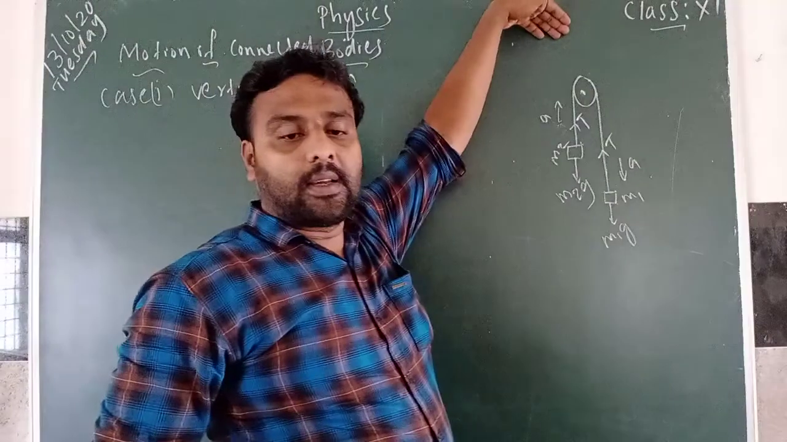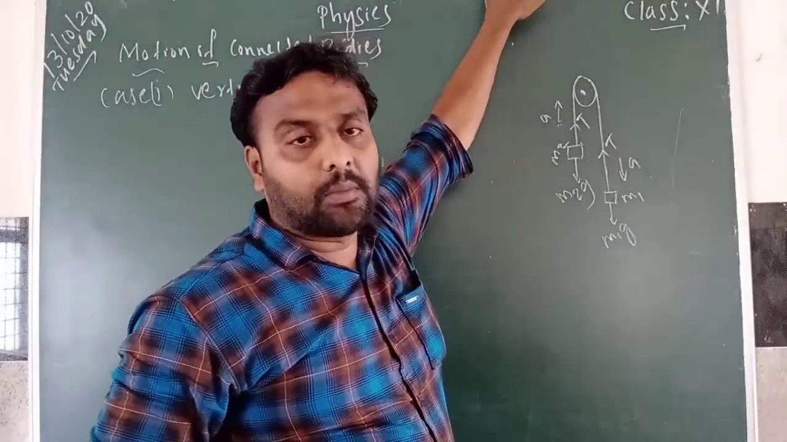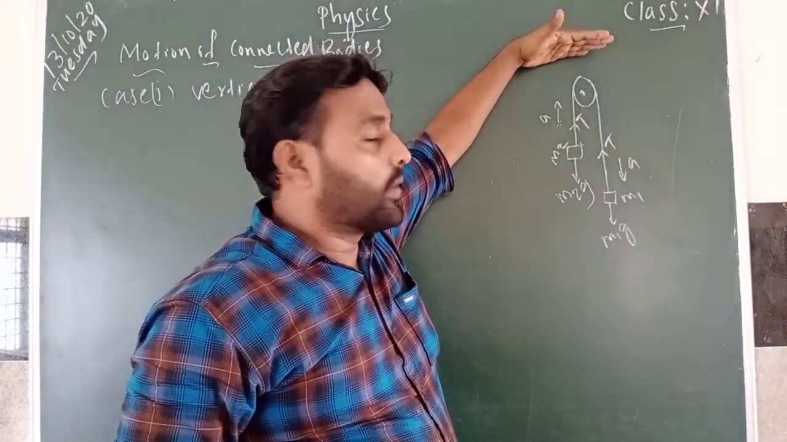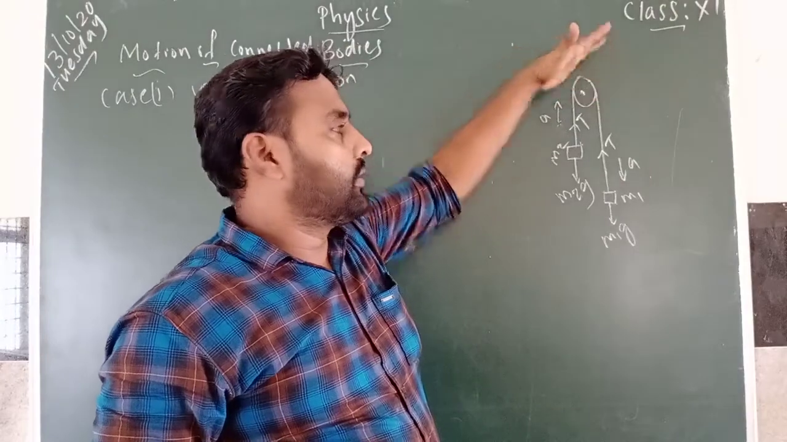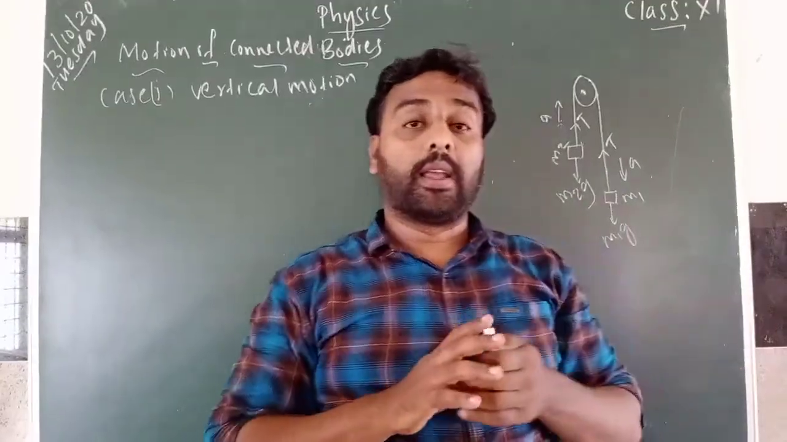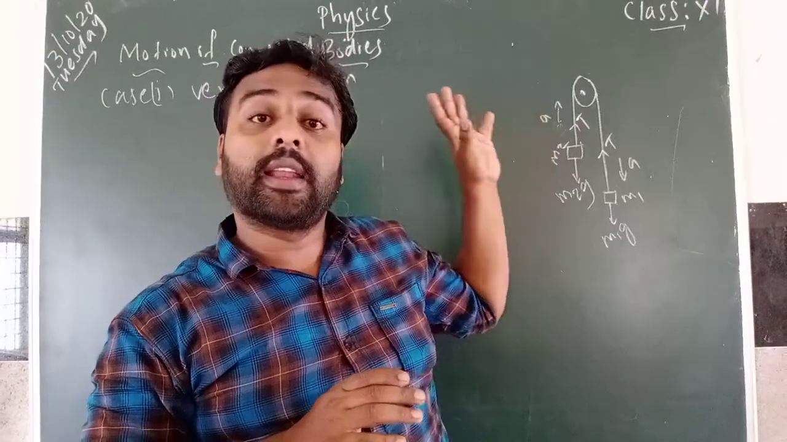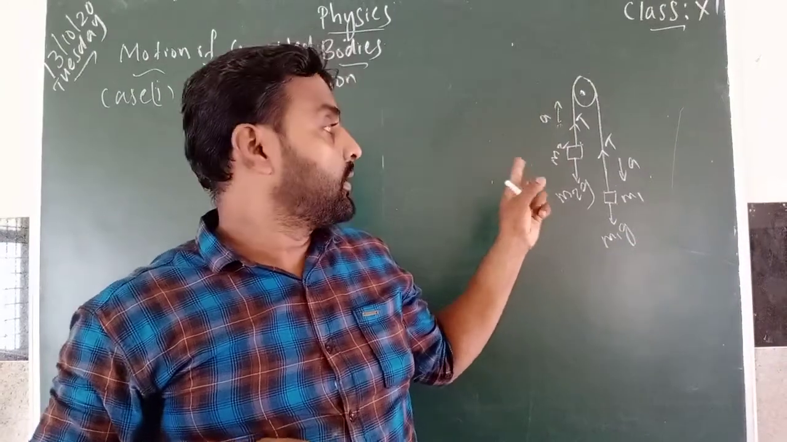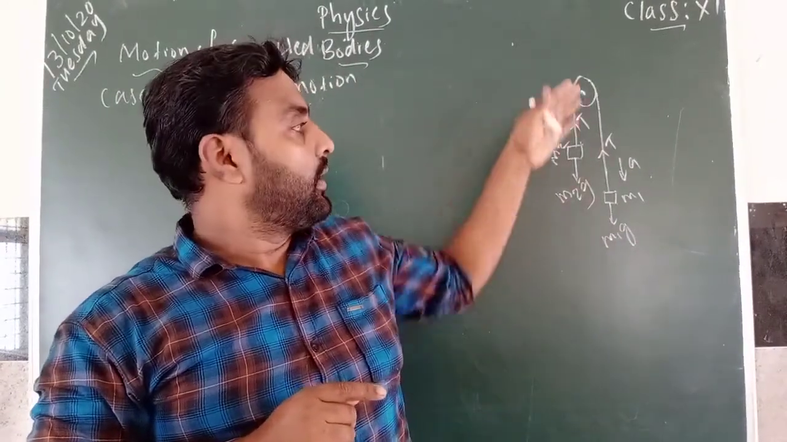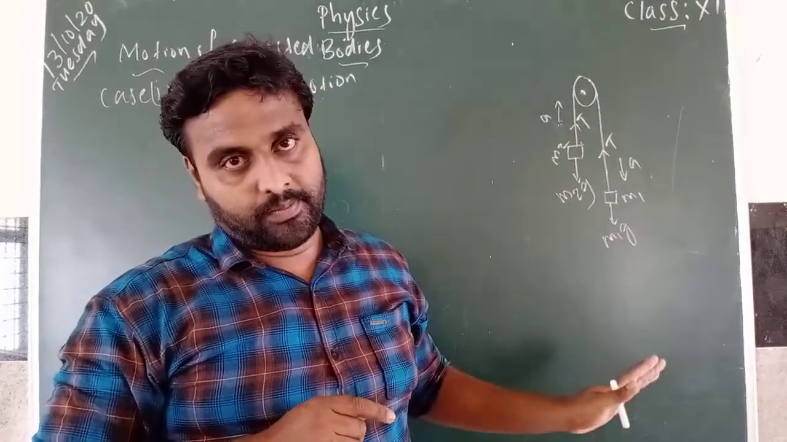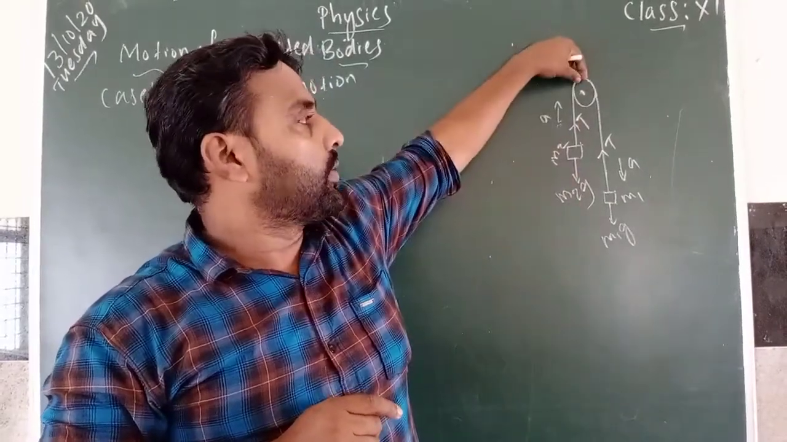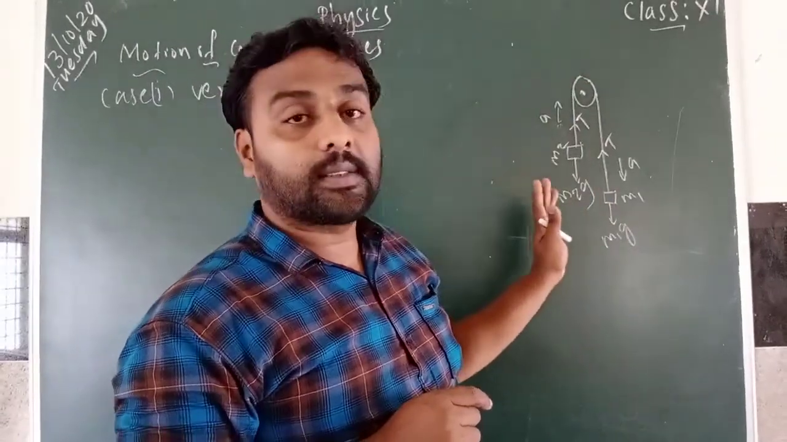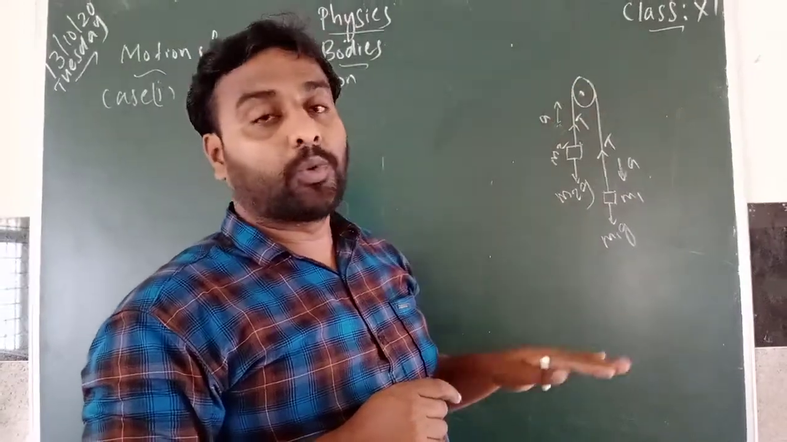You can see the diagram in the textbook, page number 126. This is how two bodies are connected in the vertical direction. We consider two objects of mass m1 and m2, connected by an inextensible string. There is a small string used to tie these two masses, and now they are allowed to move over this pulley.